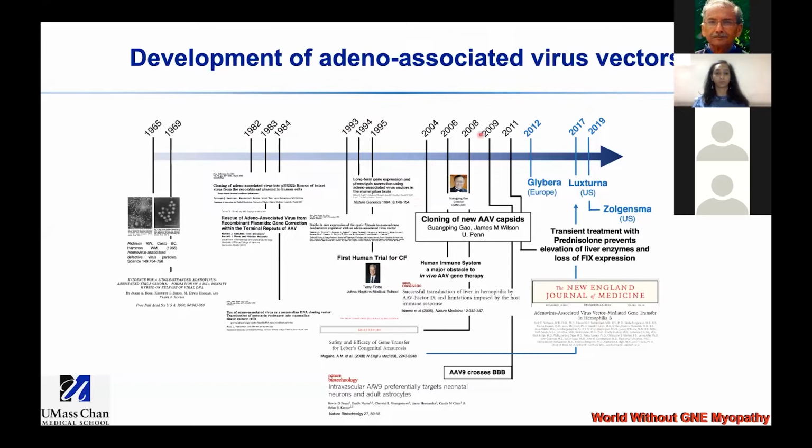And then around the early 2000s, very early, Guangping Gao, while he was at the University of Pennsylvania, discovered really important new capsids, such as AAV9, that have become the mainstay of a lot of the clinical translation that is ongoing right now. In 2012, the first product in the world was approved, in Europe, Glybera. Unfortunately, that product really was not adopted because there were questions about its efficacy, and since then it has been removed from the market. 2017, Luxturna was approved in the US. In 2019, Zolgensma for spinal muscular atrophy was approved.